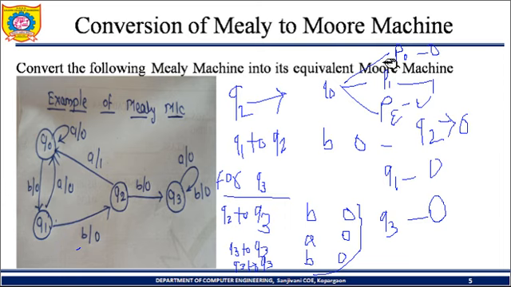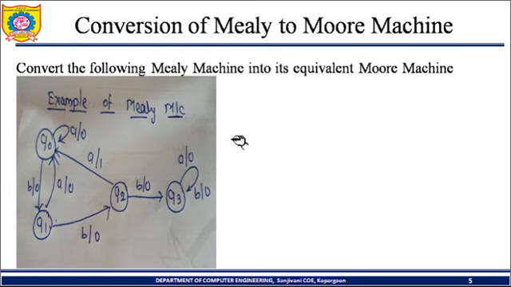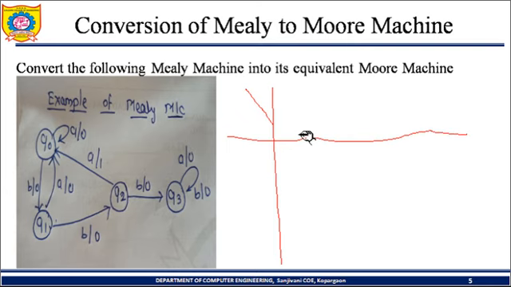I will mark it with red. Right, so here you can see these are the number of states for the Moore machine now. Okay, so I'll design the transition table for the Moore machine. So here you can see in a transition table for the Moore machine, these are nothing but the number of states.